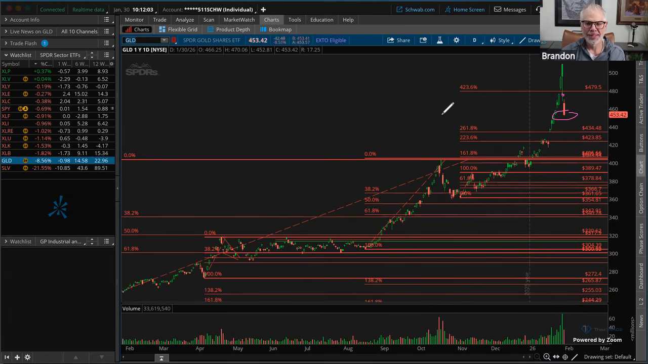Why? Because we're just starting to see what? We're starting to see the leverage come out, and that's what I warned about yesterday. That's what we saw with the desperate trade that was put on in GLD. There was something similar in SLV as well.